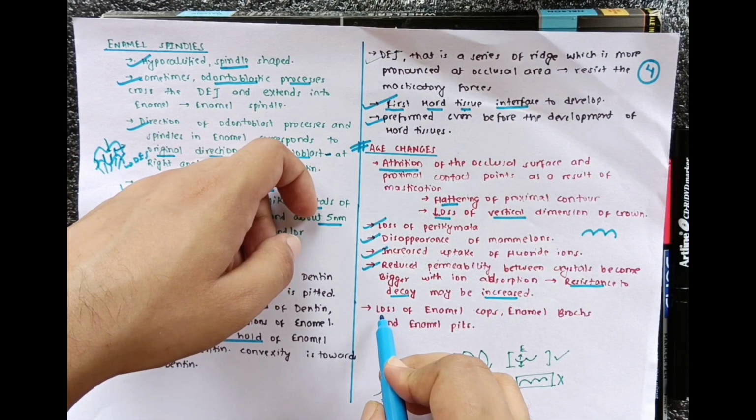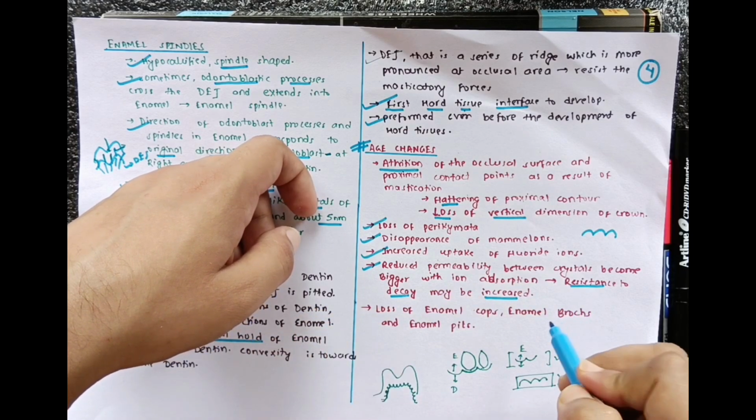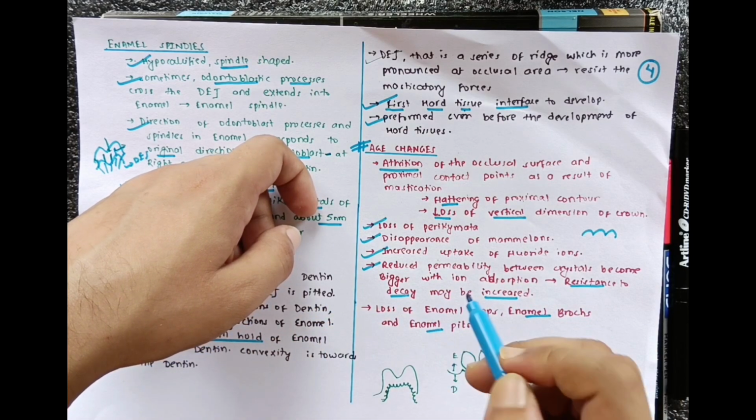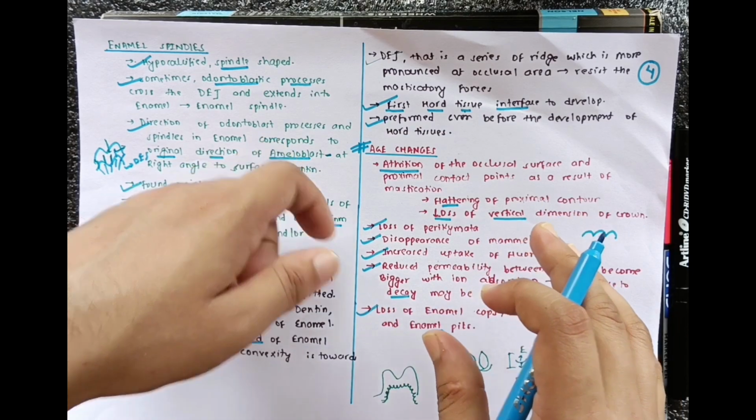After that, I have written here the loss of enamel caps, enamel brocks, and enamel pits, and I have discussed all those points earlier. Enamel brocks are the larger elevation, enamel pits are the pit like structure. So it is easy to understand.